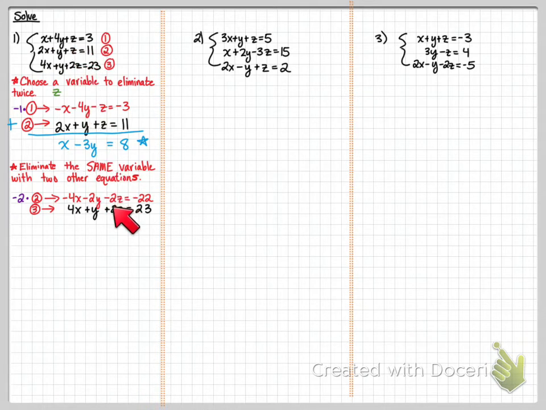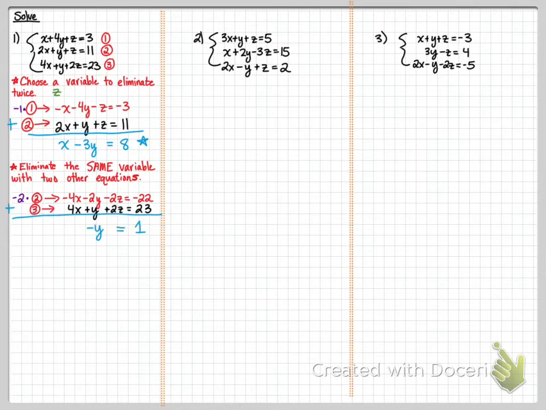See how it has the same number but opposite sign. So I multiplied everything in equation 2 by -2. So this is now a -4, this is a -2y, and this is a -2z, and this is a -22. So everything by -2. That way these can cancel, and we're going to add down again.